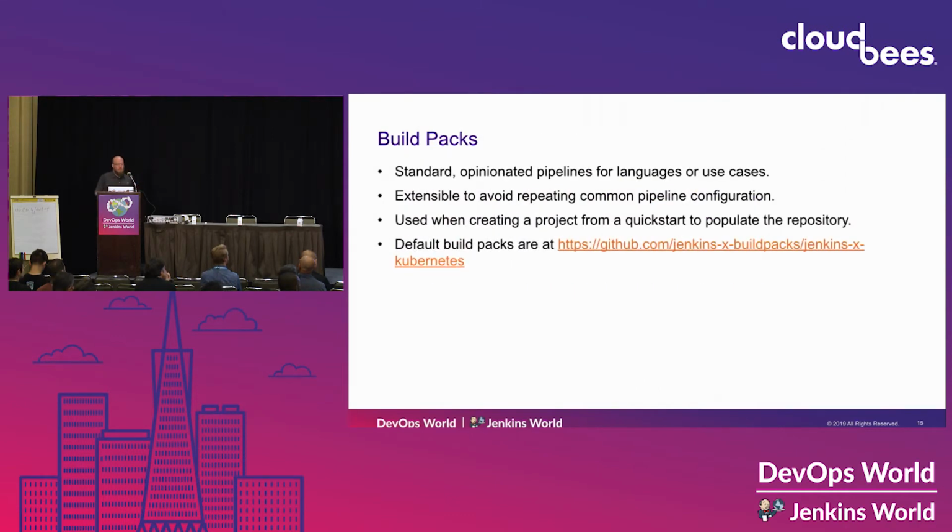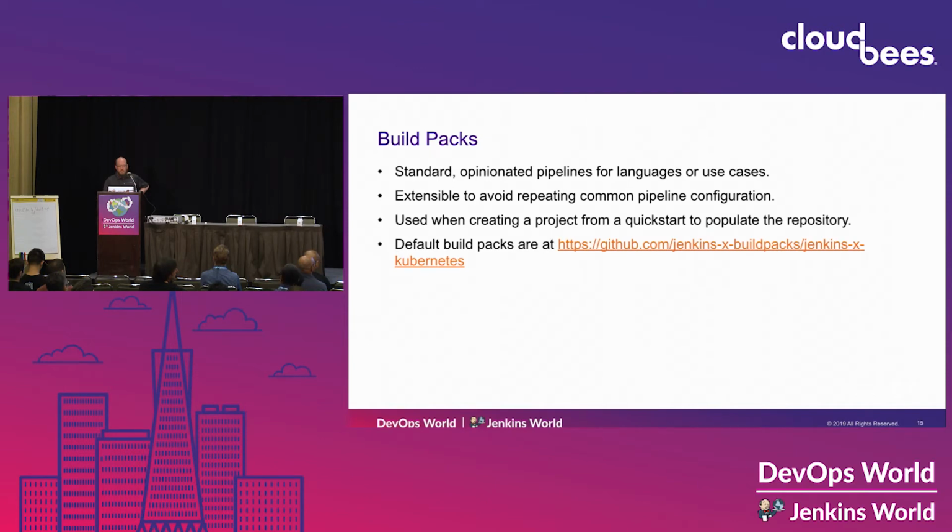So a little bit more about build packs. Like I said, they're standard, they're opinionated, they're maintained, they're extensible so that you can avoid repeating common pipeline configuration. There's a lot of things in Jenkins X Pipelines where one of the major intents we have is to avoid copy pasting so that you can have as little redundant information as possible.